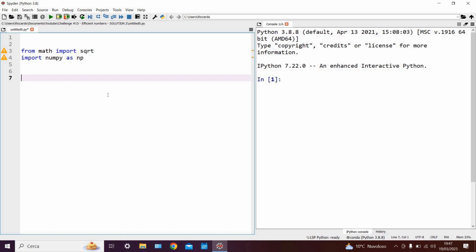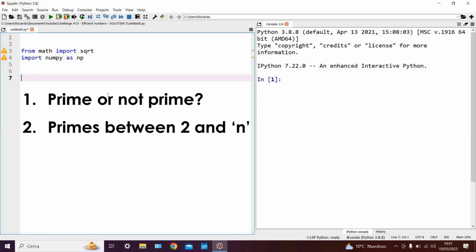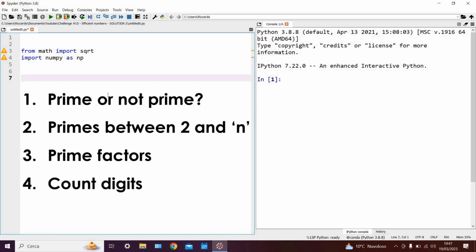To solve the challenge I set out last week, we can divide the problem into 4 parts. Part 1, calculate whether a number is prime or not. Part 2, return all prime numbers between 2 and a number n. Part 3, calculate the prime factors of our number. And Part 4, count the digits of our number and its prime factors and solve the challenge.